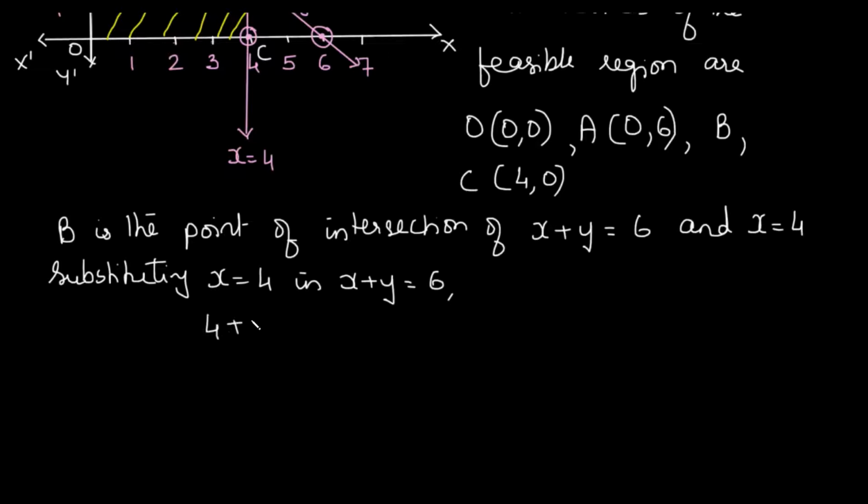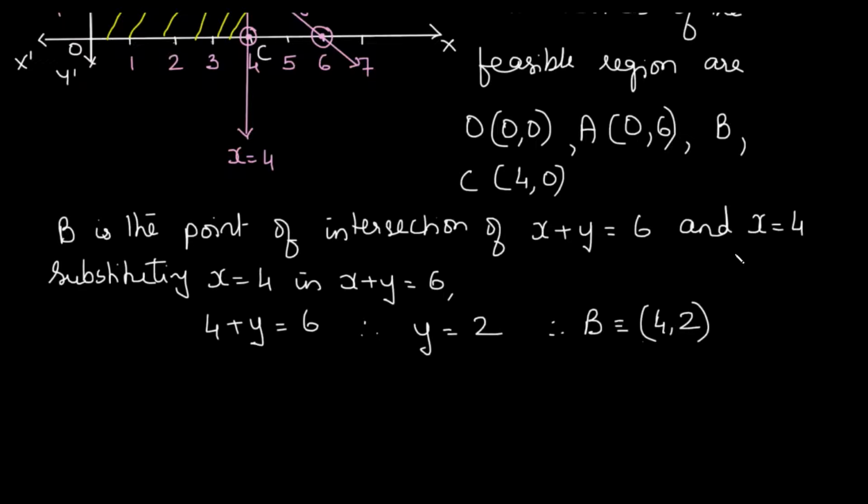We get 4 plus y is equal to 6, and therefore y becomes 2. 6 minus 4, it becomes 2. And therefore the coordinates of B are obtained this way. The x coordinate of B is 4 because x is equal to 4, and the y coordinate of B we got as 2. So 4 and 2 are the coordinates of B. Thus we have got the coordinates of all the corner points of the feasible region.